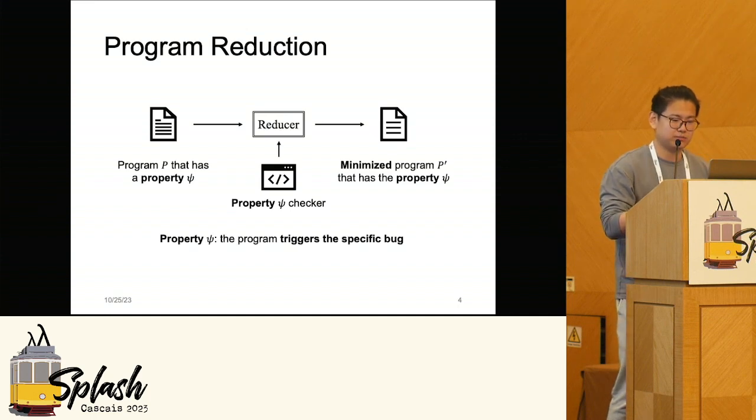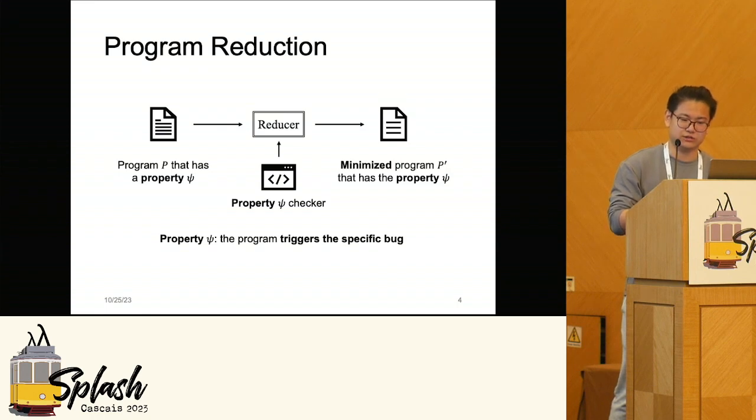And to apply program reduction to test case minimization, you can simply use the original large and complex bug triggering program as the input program, and then set the property to be that the program triggers this specific bug. And then the reducer can produce a minimized program that can reproduce this bug.